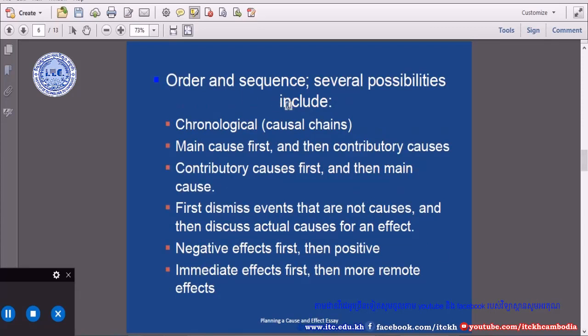This is how you order or how you put the sequences. So there are several possibilities. For example, chronological order or cause-by-cause. You can have the main cause first and then contributory causes, or contributory causes first and then the main cause. First the myth or event, and then what are not the causes, and then you discuss the actual causes for the event. The myth means something at the beginning. It's the description of an event. Negative effect first, and then you can start with positive. You can begin with immediate effects first, and then you move to remote effects. So these are the orders or sequences of how you organize the cause and effect essays.